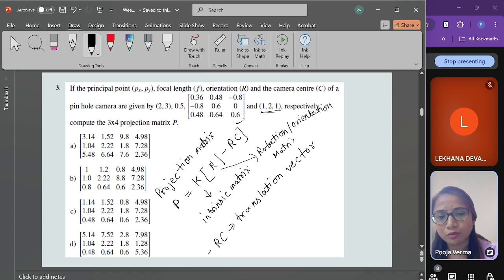So now the intrinsic matrix we have to calculate from here, as we don't know it yet. The other parameters are given here, so from that we will calculate it. So first step, we need to calculate the intrinsic matrix. So how can we calculate it?